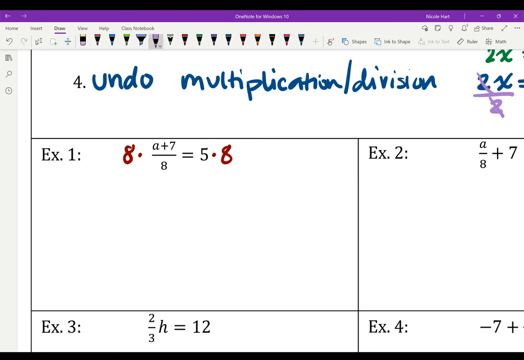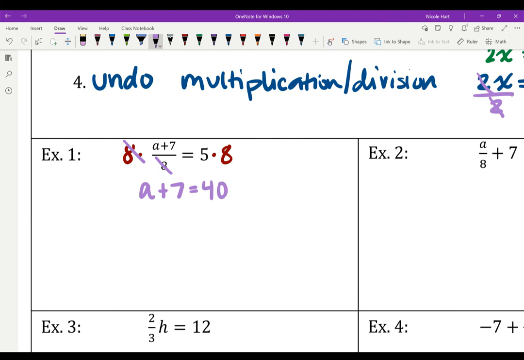When we do that, on the left-hand side, the 8 on the top and the 8 on the bottom are going to cancel out, and we're just left with a plus 7. And then on the right-hand side, 5 times 8 gives us 40.